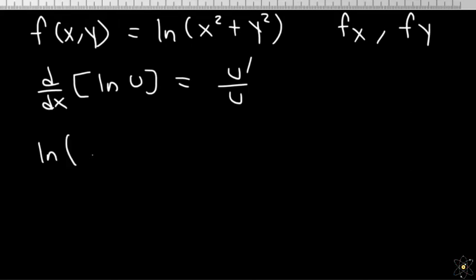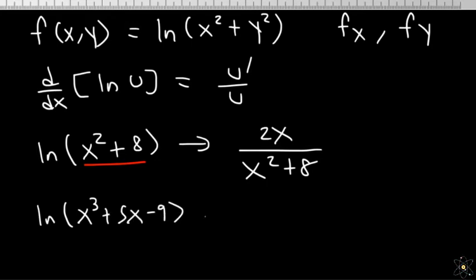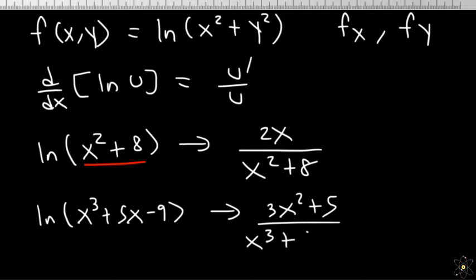So for example, if we want to find the derivative of ln of x squared plus 8, it's going to be the derivative of x squared plus 8, which is 2x, divided by whatever stuff was on the inside of the natural log function, which is x squared plus 8. So let's say if we want to find the derivative of ln of x cubed plus 5x minus 9, it's going to be the derivative of the inside function, which is 3x squared plus 5, divided by the original of the inside function.